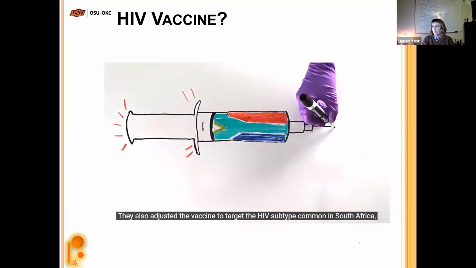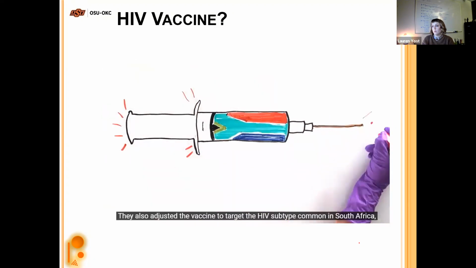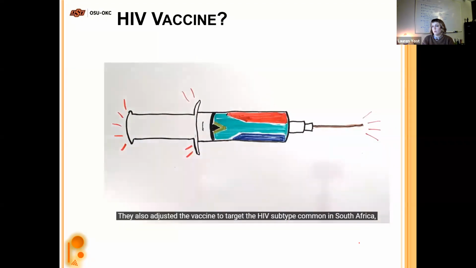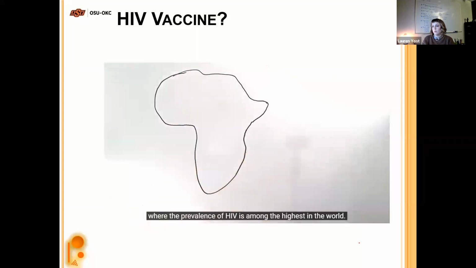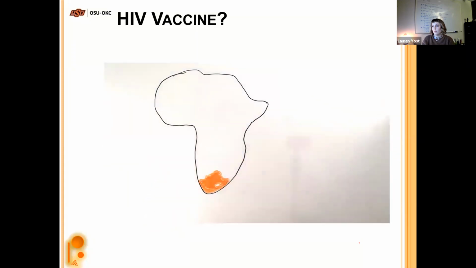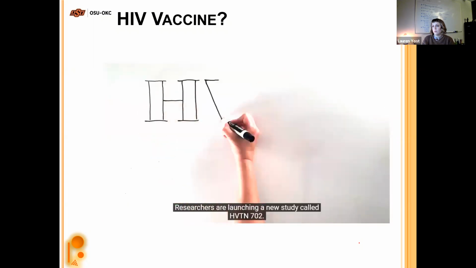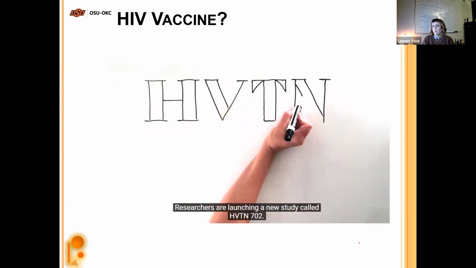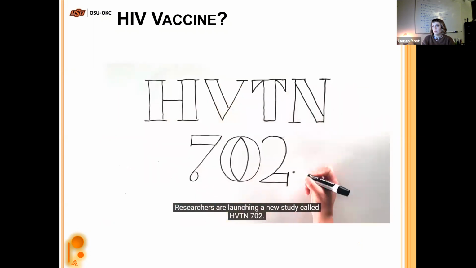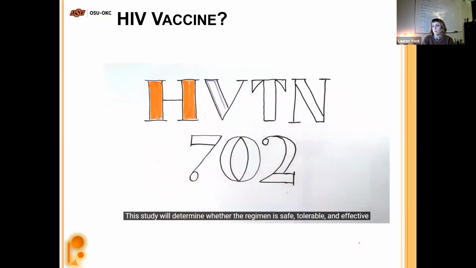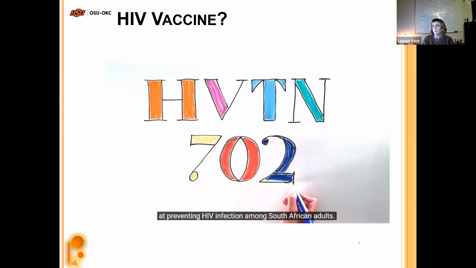They also adjusted the vaccine to target the HIV subtype common in South Africa, where the prevalence of HIV is among the highest in the world. Nearly 20% of adults in South Africa are living with HIV. Researchers are launching a new study called HVTN-702.